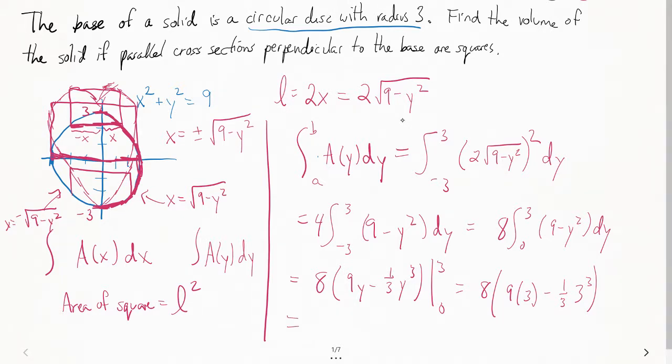So moving forward on this part, you get this is 8, and then you have 27 minus 1/3 times 3 cubed is going to be 9. Okay, so you have 8 times 18. So what is that? That's 80 plus 64, so that's what, 144, I believe. And that would be our final answer.